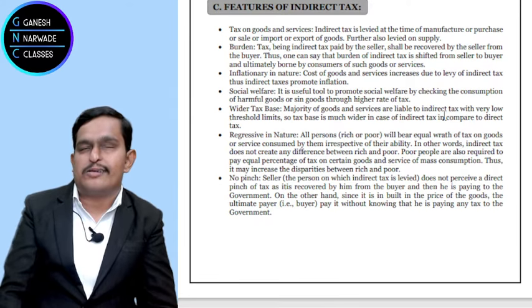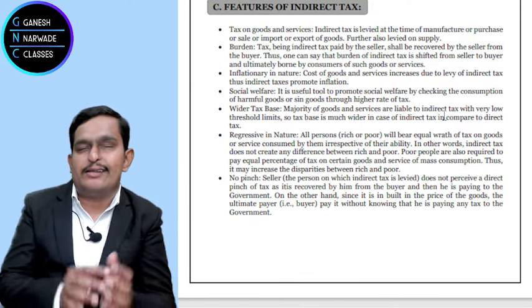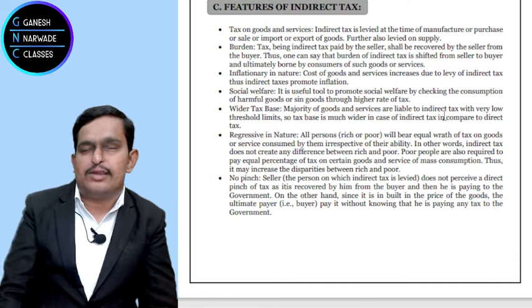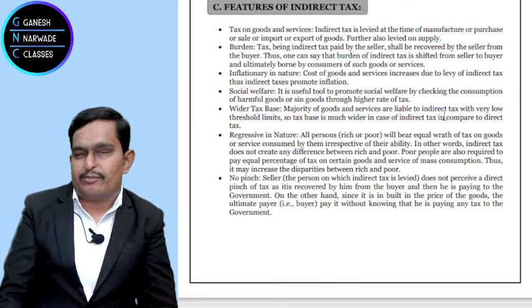It increased the cost to the business, and that cost is transferred to the consumer. So when it increases the price, we call it inflationary in nature. Because if prices of goods increase, the value of money decreases, correct? So it is inflationary in nature.